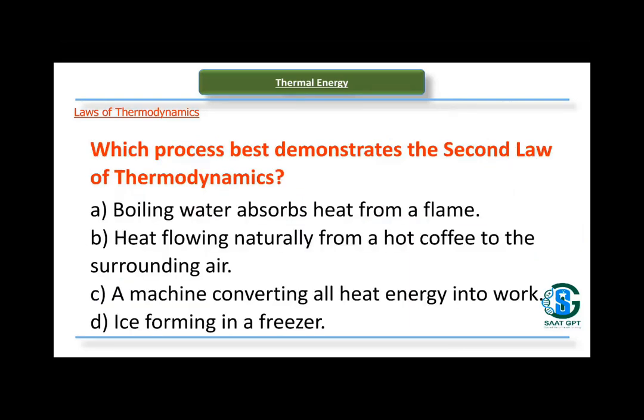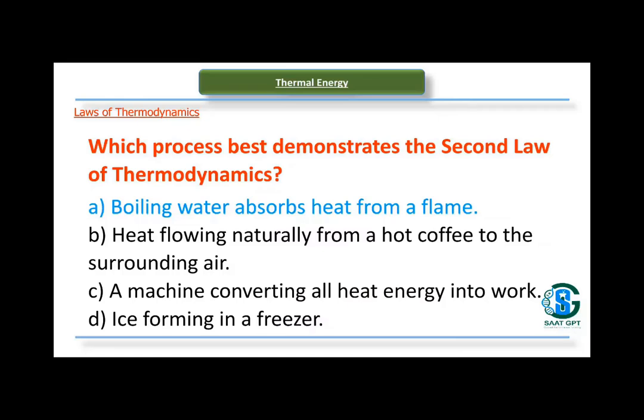Which process best demonstrates the second law of thermodynamics? Boiling water absorbs heat from a flame, heat flowing naturally from a hot coffee to surrounding air, a machine converting all heat energy into work, ice forming in a freezer. So the answer will be boiling water absorbs heat from a flame, as I'm adding heat. But the second one, the heat flowing naturally from hot coffee to the surrounding air, represents the first law of thermodynamics.